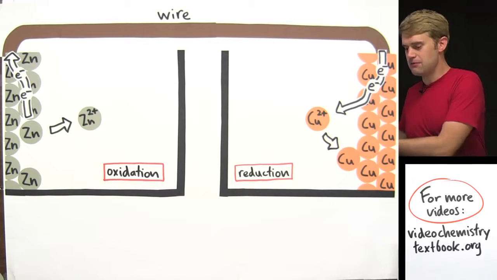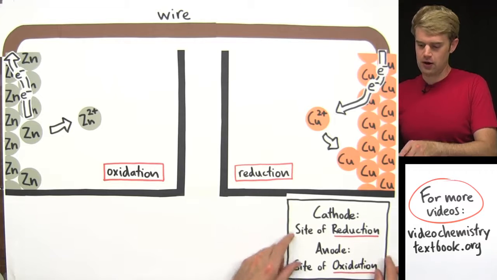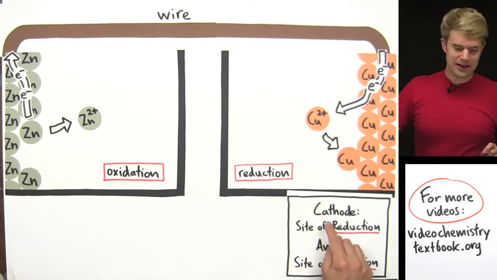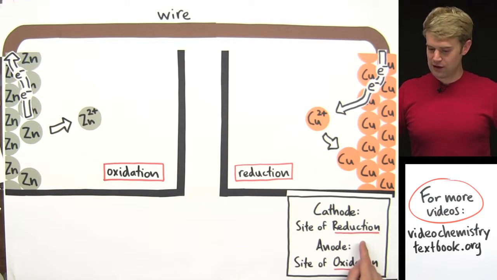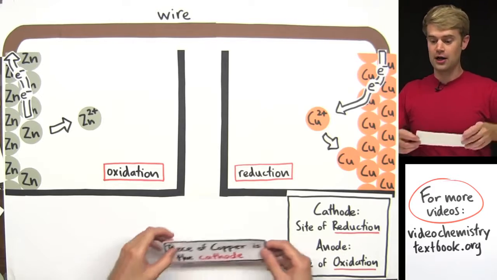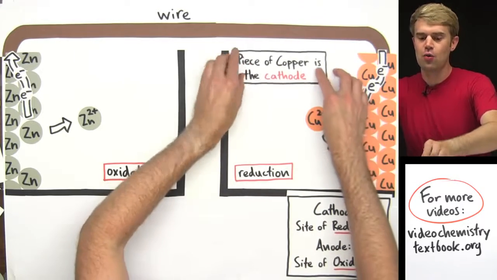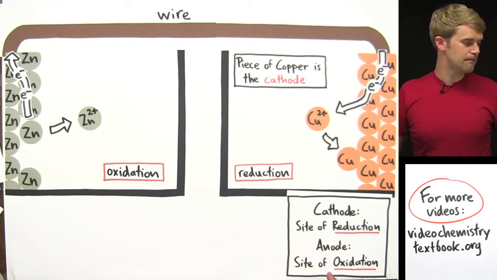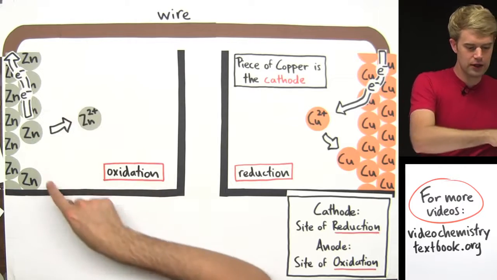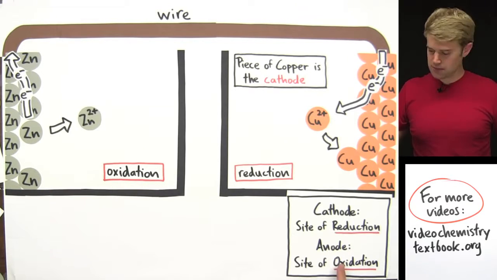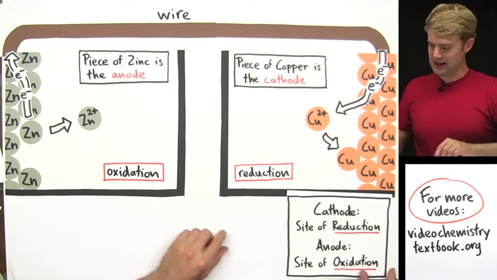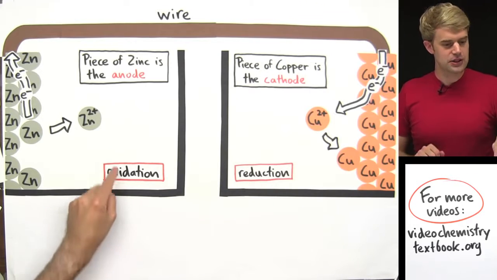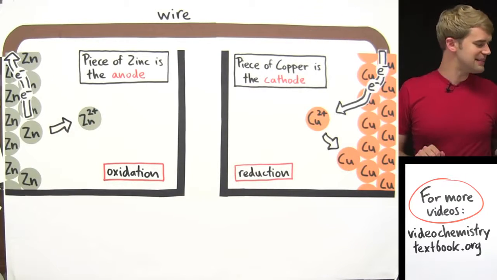Now we can give names to these two parts of the voltaic cell based on whether oxidation or reduction takes place. The cathode is the name that we give for the site of reduction, where reduction happens. So reduction is happening here, which means that the piece of copper is the cathode. And the piece of zinc over here is where oxidation is happening, so the piece of zinc is going to be the anode. So reduction at the cathode on copper, oxidation at the anode on zinc.